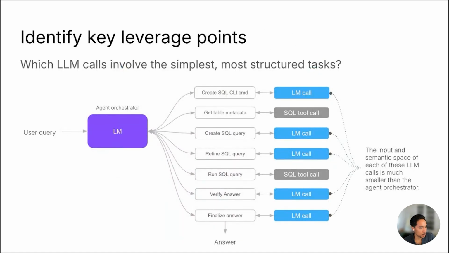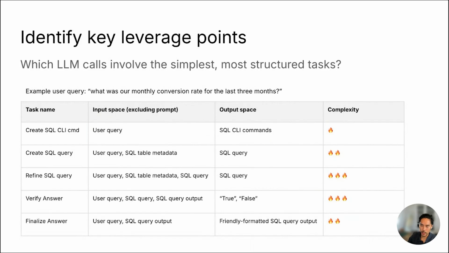The first part of our strategy, if you recall, is to identify key leverage points in the system. You're asking the question, which LLM calls involve the simplest, most structured tasks? So you can think of this as just structuring a text blob into JSON, that sort of thing, right? So in our case, all our downstream LLM calls here on the right-hand side are different from the agent orchestrator LLM node on the left, right? The input and semantic space of each of these LLM calls is much smaller and more constrained than the agent orchestrator.